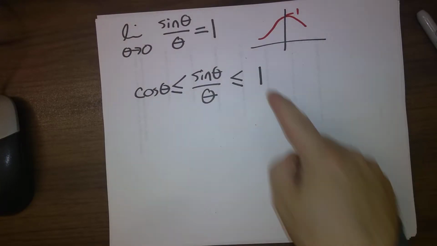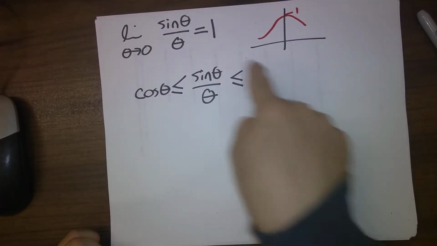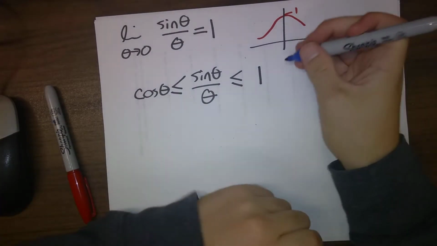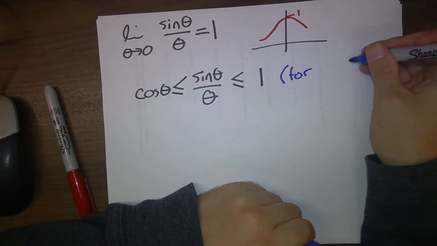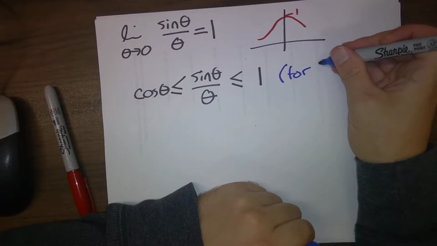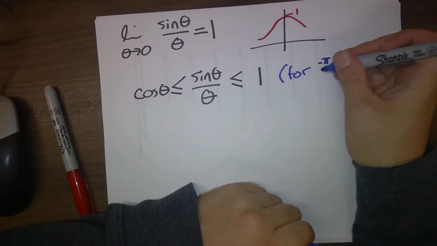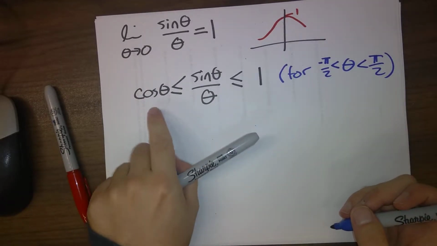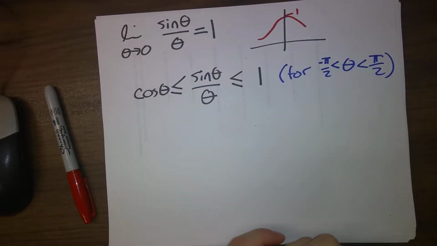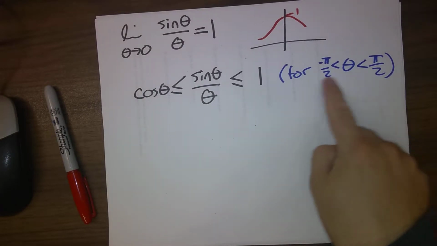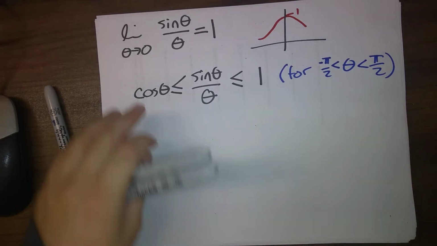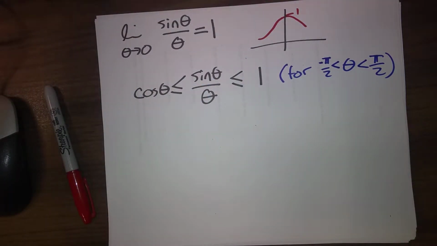So the first part is to justify these inequalities. And I should say these inequalities are valid for theta between minus pi over 2 and pi over 2. This first inequality is not valid for every single value of theta, but it's just valid for theta between minus pi over 2 and pi over 2, and that's the only thing that we need.